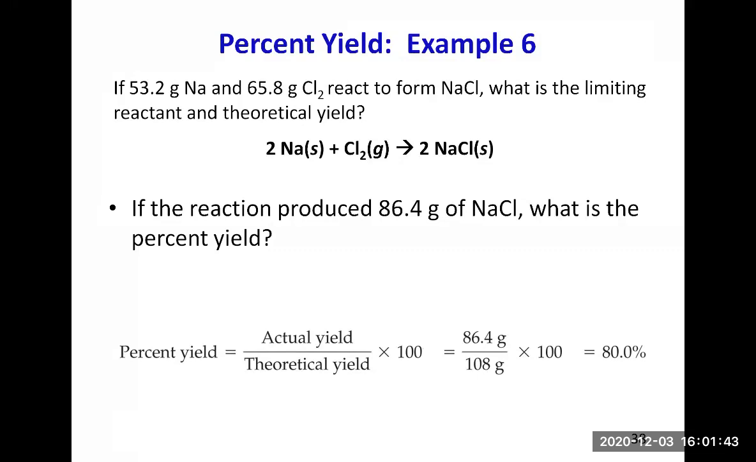So notice how 80% here has 3 sig figs. So it's 80.0 to show 3 sig figs because our two masses from the actual yield and theoretical yield had 3 sig figs. So that means this 80% here means that you are actually making only 80% of what you could make if the reaction was really complete.